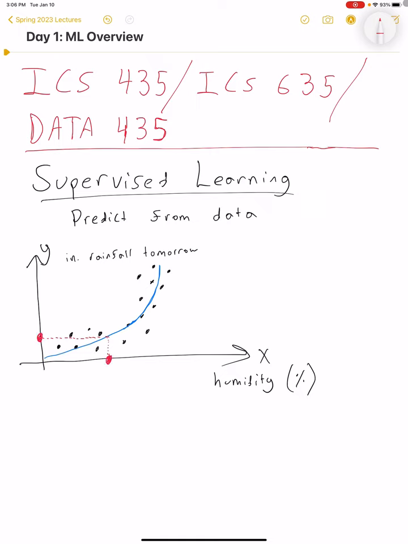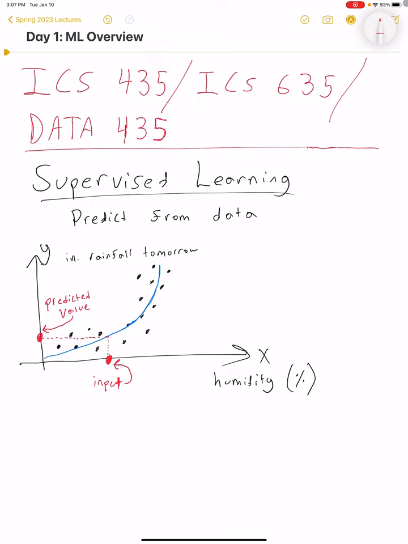So this 40% humidity is the input. By the way, sorry about my handwriting. Let me know if you ever want me to rewrite something. Is that legible? Should I rewrite that? Okay, thank you. And this is the predicted value over there. And that's what a machine learning model is.